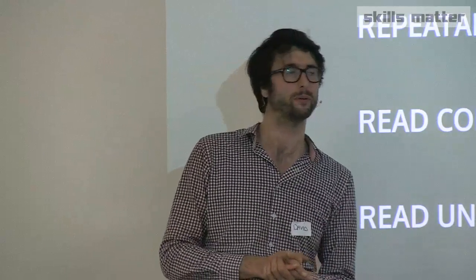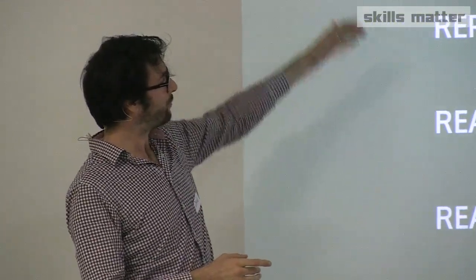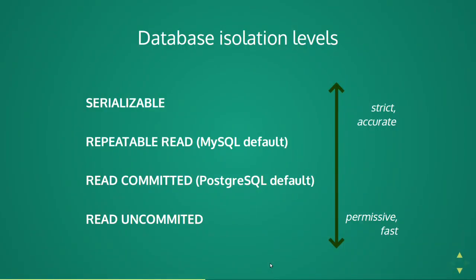I'm not sure, but I think so. Now, there are 4 different levels. Serializable is really strict, and it basically gives you errors if you ever try to do anything concurrently, and it's quite difficult to handle that kind of thing. So that's quite an extreme approach.